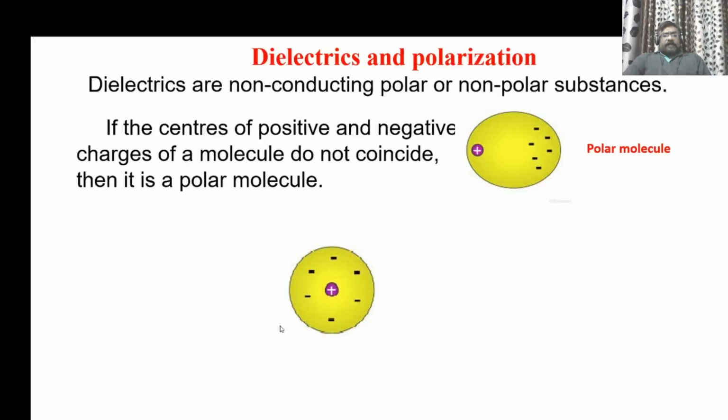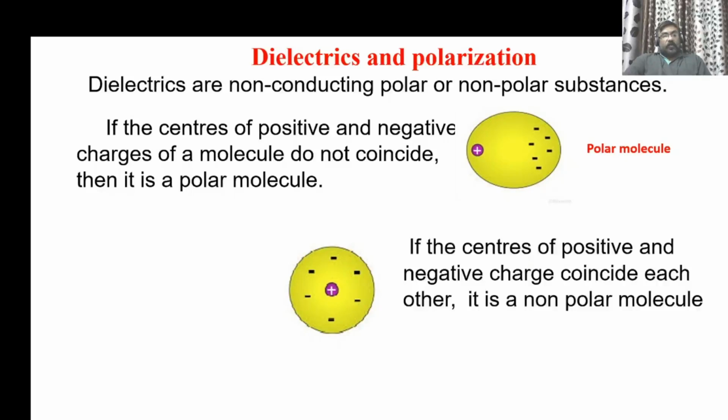Now examine this. This negative charge is symmetrically distributed over a spherical area and the center of positive charge is also marked here, and the centers of both positive charge and negative charge are coinciding at a particular point. And this is an example of a non-polar molecule. So this is a non-polar molecule, but this one is a polar molecule.